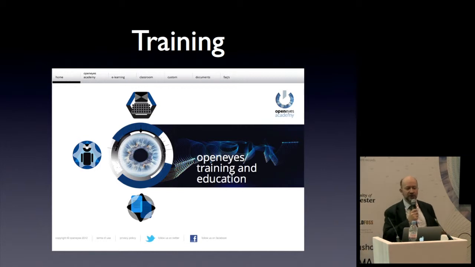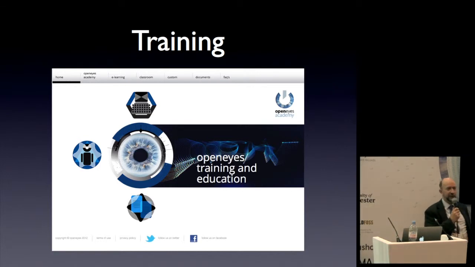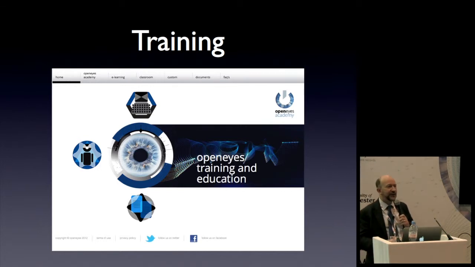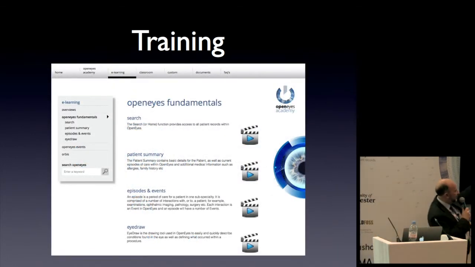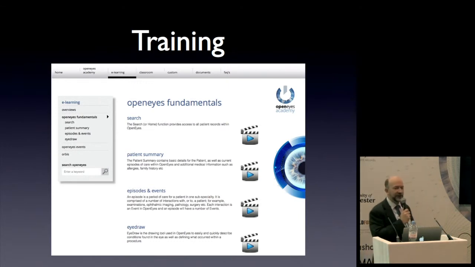So it's not just product training. This is the OpenEyes Academy, as we call it, the e-learning site for OpenEyes. So it trains people on, or has a lot of e-learning videos on, how to use the software. So here it is. This is the fundamentals. These are current things that we have running: how to use episodes and events, how to use the patient summary, etc. Small, pithy little chunks of video.